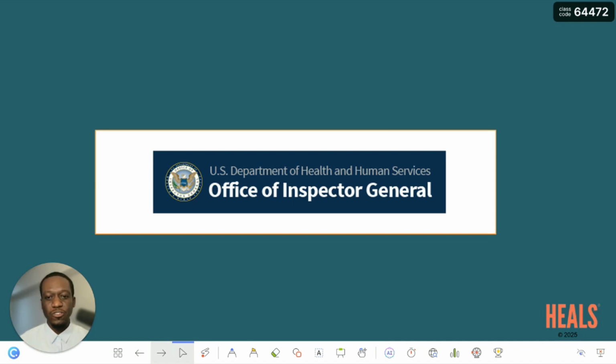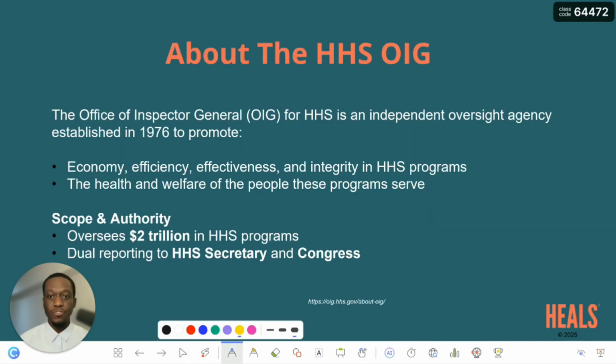Today we are looking at the U.S. Department of Health and Human Services Office of the Inspector General, where you'll hear the acronym, the OIG. The Office of Inspector General, the OIG for the Health and Human Services, is an independent oversight agency that was established in 1976. And OIG was established to promote economy, efficiency, effectiveness, and integrity within the HHS programs and the health and the welfare of the people that the HHS programs serve.